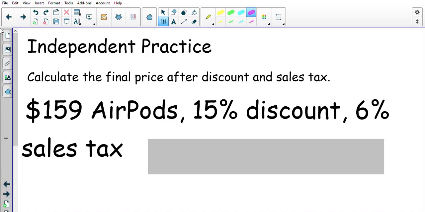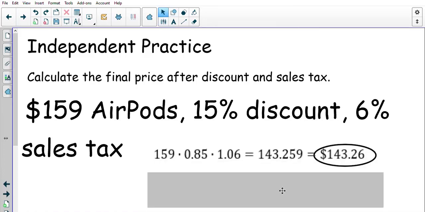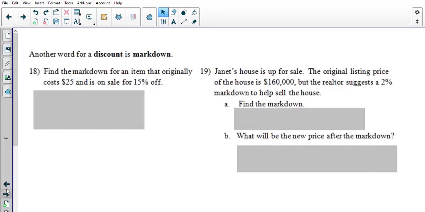All right, so for this one, I did it in a single step to make it easy. I took 159 times 0.85, that's for my discount, 85% of the price, times 1.06, that's for sales tax. I got 143.259, which is $143.26. Done. All right. We've got a last stretch here of questions to get through. Let's do it. So another word for discount is a markdown. You might see that phrase sometimes.